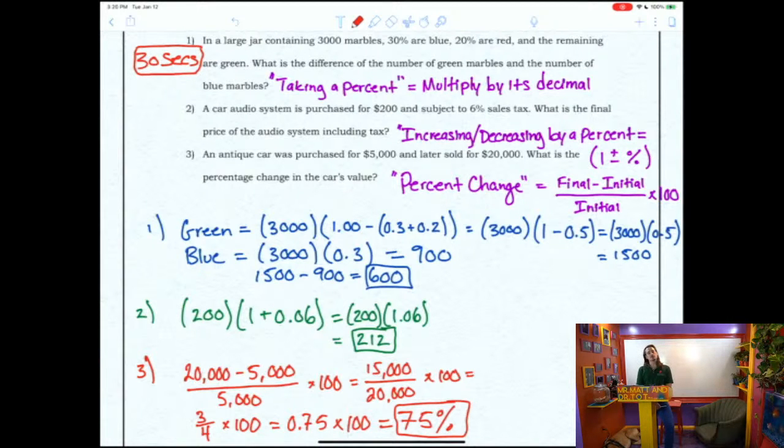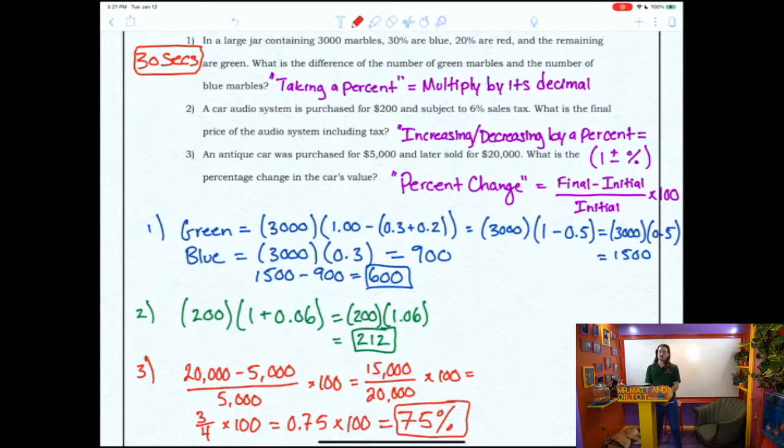So in order to calculate the number of individual marbles there are of each color, we need to take the percentage relative to the total number of 3,000 marbles in the jar. If we wanted to calculate the number of blue marbles, we would just turn 30% into a decimal by moving the decimal place 2 places to the left. So right now, 30 has a decimal place to the right of the 0. Moving it 2 places to the left would give us 0.3. So 0.3 is the decimal equivalent of 30%. If we take 0.3 and multiply it by 3,000, the total number of marbles in the jar, we get 900, and that's the answer for blue in number one.